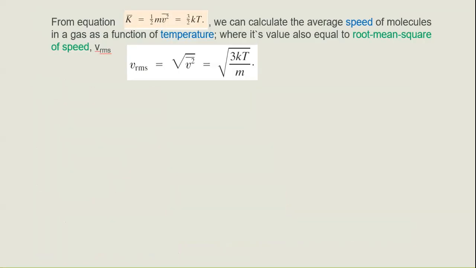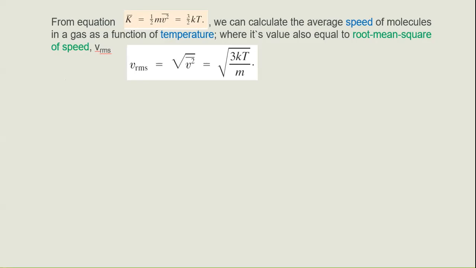From the equation given previously, we can calculate the average speed of molecules in a gas as a function of temperature, where its value is equal to the root mean square of the speed, vrms. Let's go through this equation first before I explain what RMS is. vrms is equal to the square root of the average of v squared, and it's also equal to the square root of 3kT divided by m.